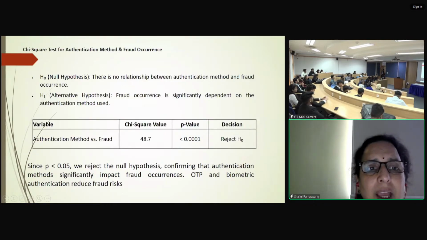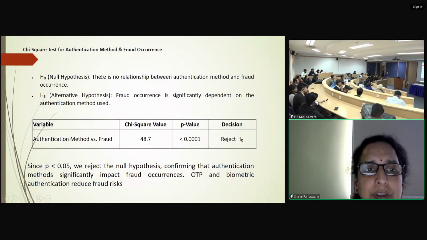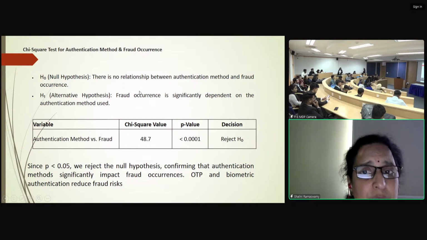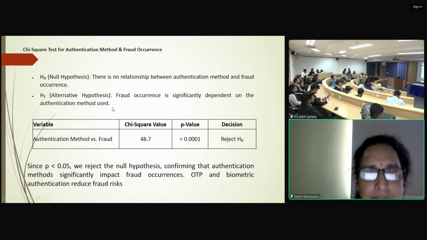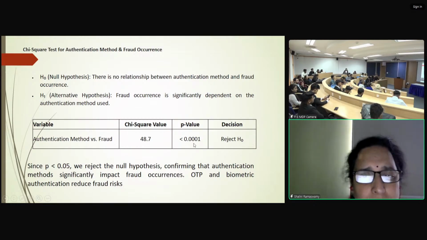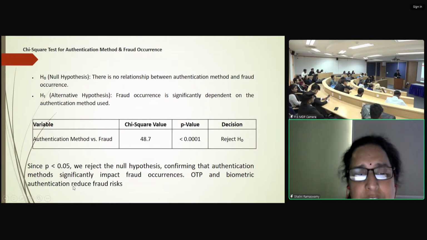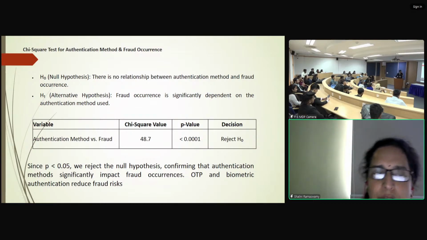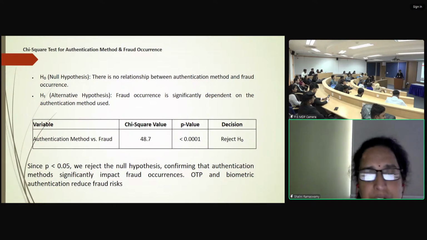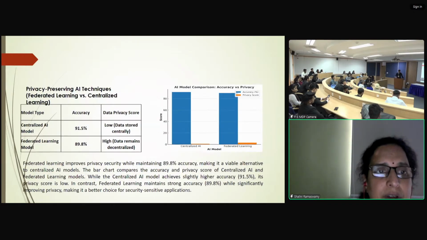And then I wanted to test the hypothesis, for which I use the chi-square test to check whether there is any relationship between the authentication method and the fraud occurrence. And I got the p-value as less than 1, which shows that the authentication method significantly impacts the fraud occurrences. Okay, the OTP and the biometric authentication definitely reduce the fraud risk.